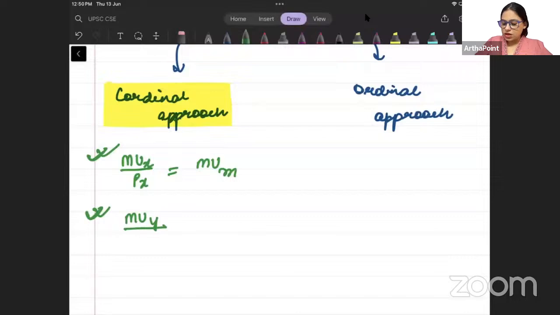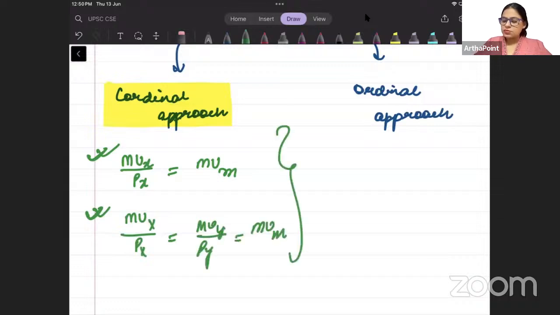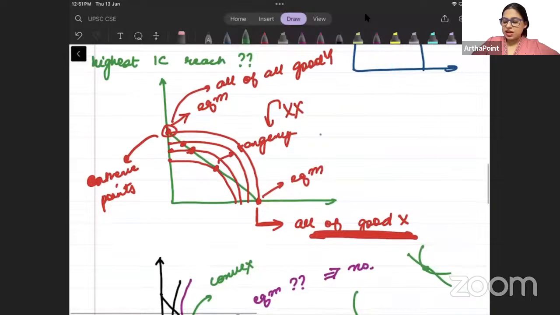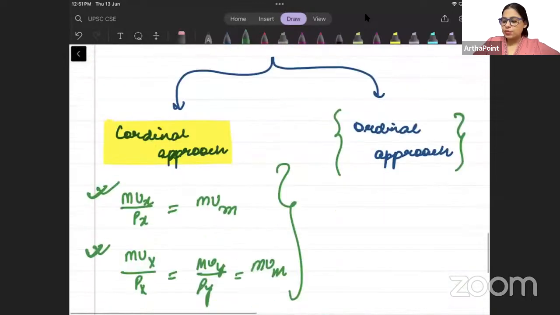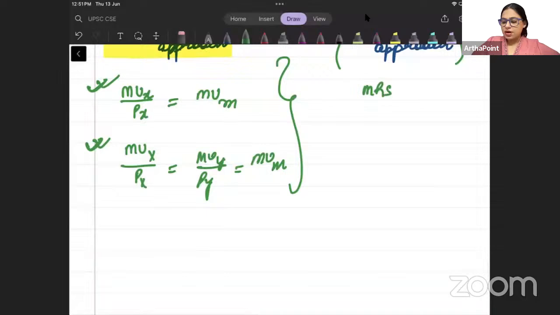MUX by PX is equal to MUY by PY is equal to MUM. And then we had written a lot of disadvantages of it. We had written that it is impossible to calculate utility. Calculating utility is impossible. That's a wrong thing that we are saying. So we went ahead and did things through this ordinal approach. We said that the consumer would find his equilibrium where his MRS will be equal to PX by PY.